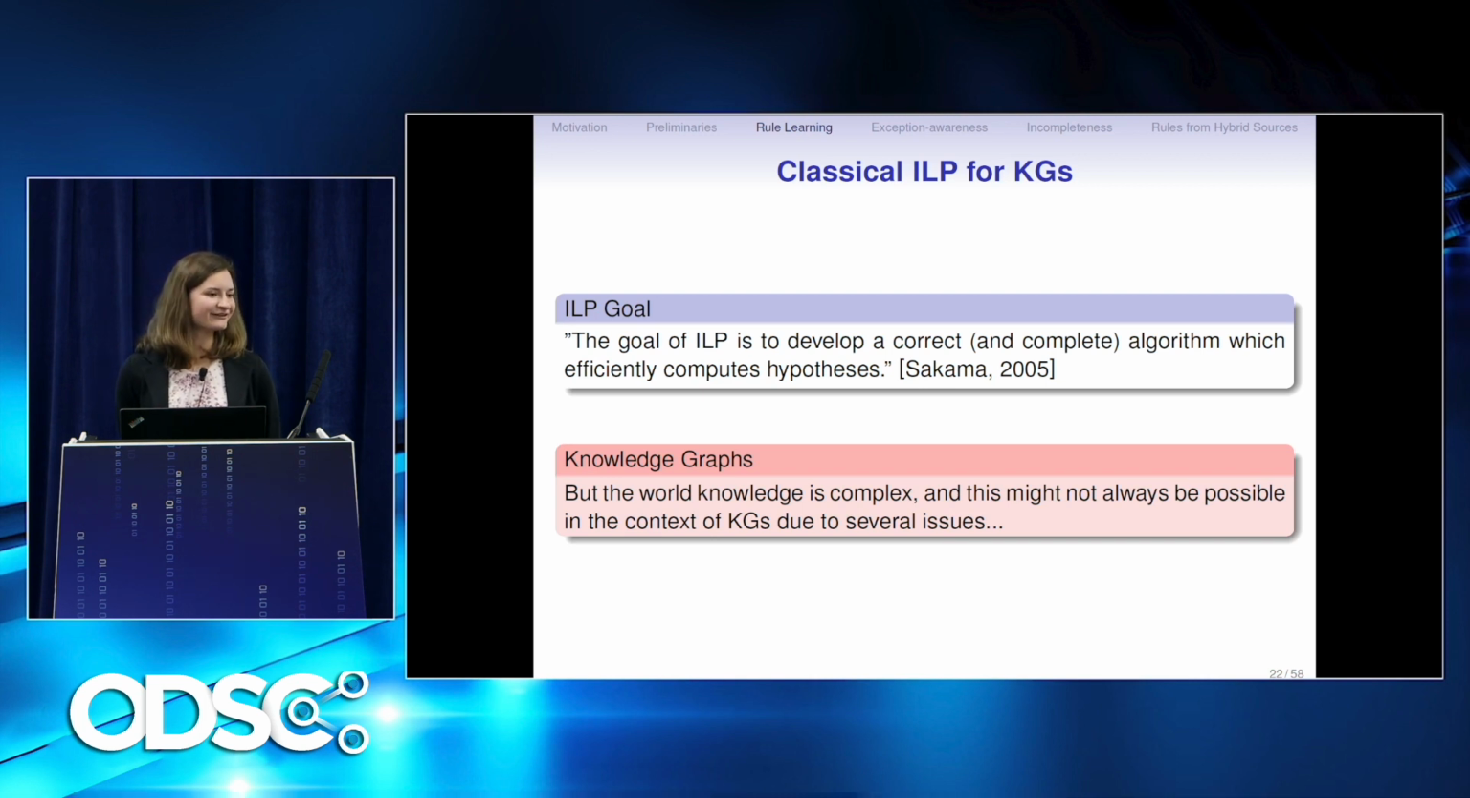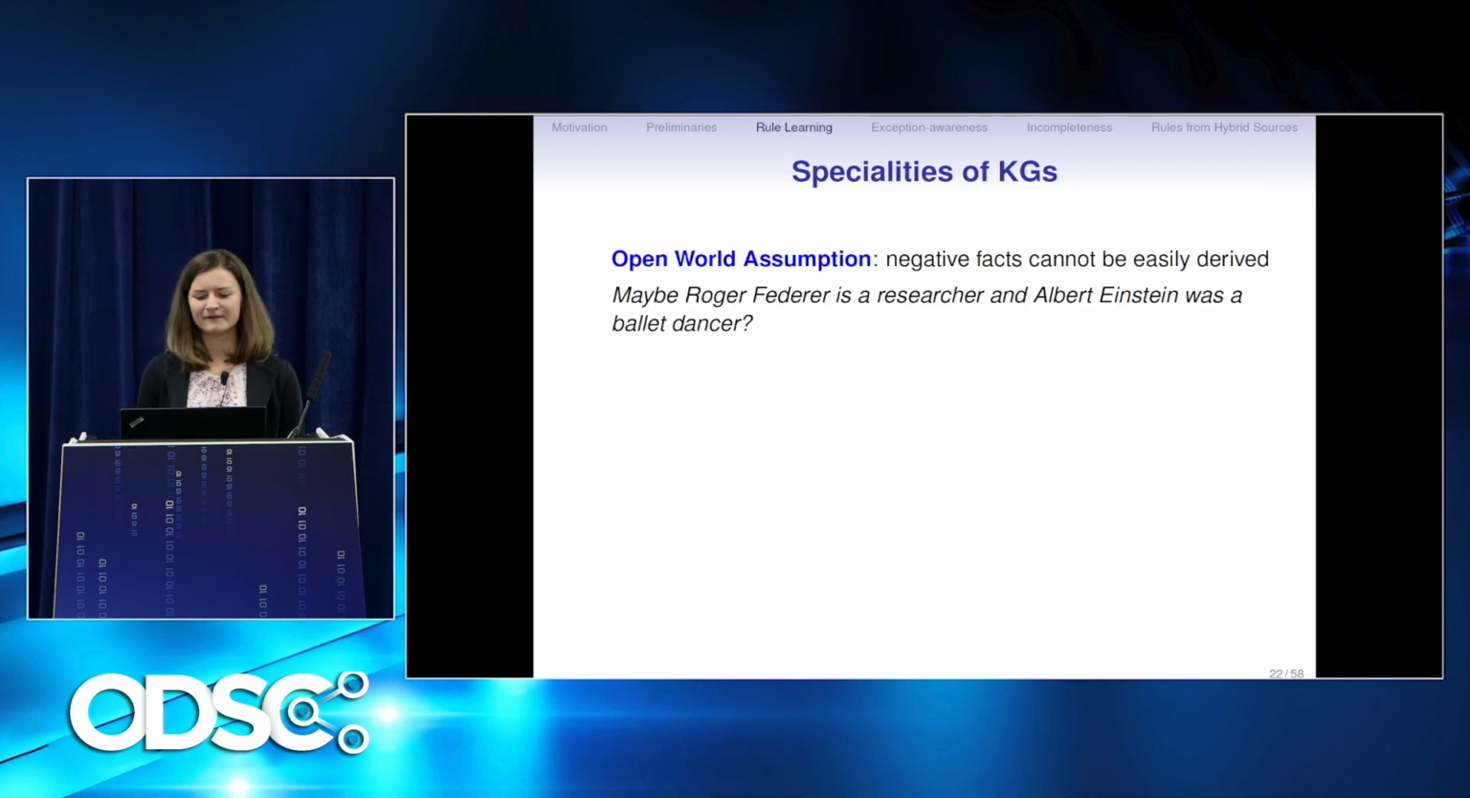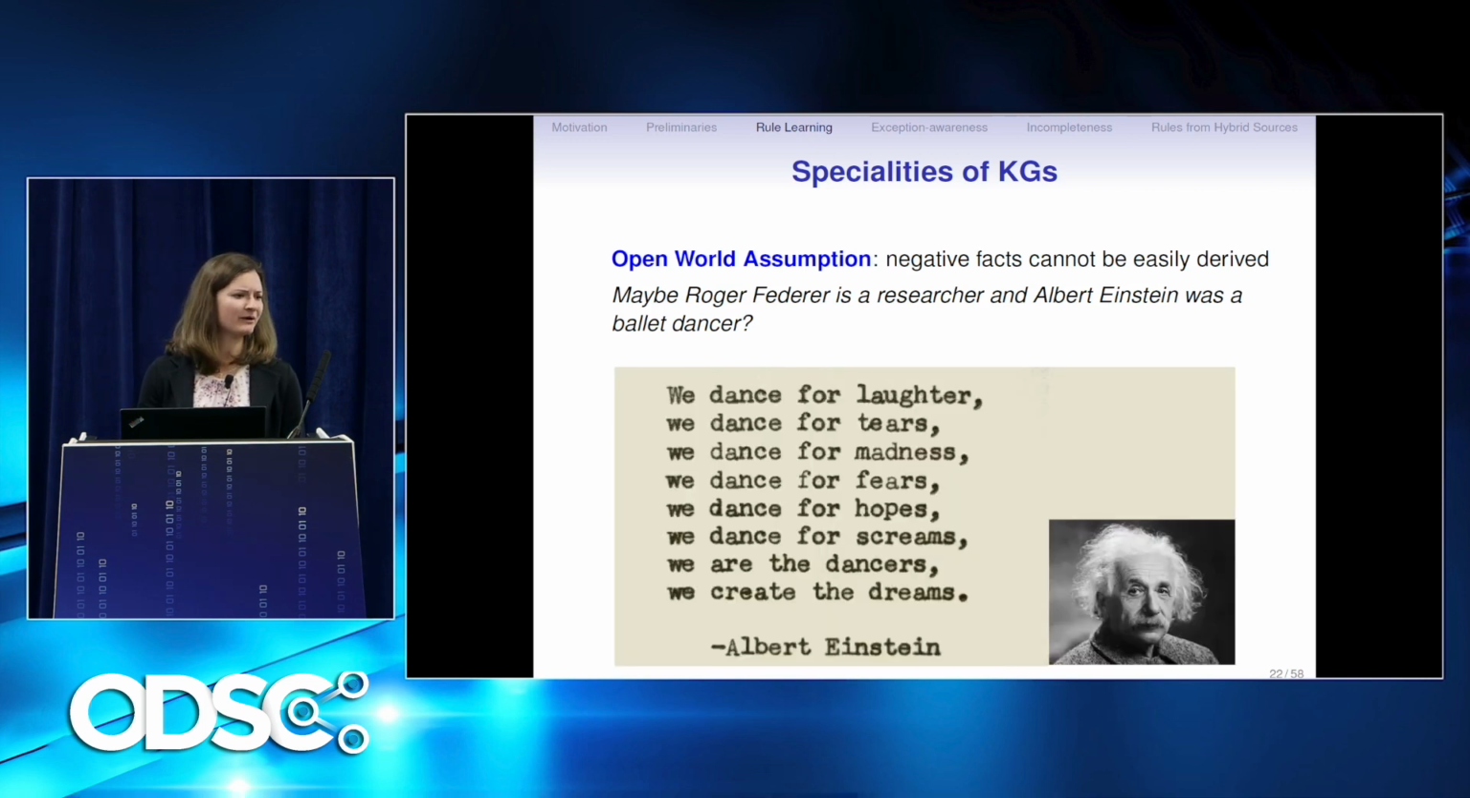So let's look at several issues that prohibit us from directly exploiting classical inductive logic programming techniques. First of all is the open world assumption that is applied in knowledge graphs. Intuitively, it states that the data is incomplete. That is, negative facts cannot really be derived. For instance, you never know, maybe Roger Federer is actually a researcher and doesn't live with his wife, Mirka. It is not stated in the data, but why not? Or Albert Einstein was a ballet dancer. He was a great talent, and actually he even wrote a poem about dancing. Maybe he was a dancer as well, who knows?